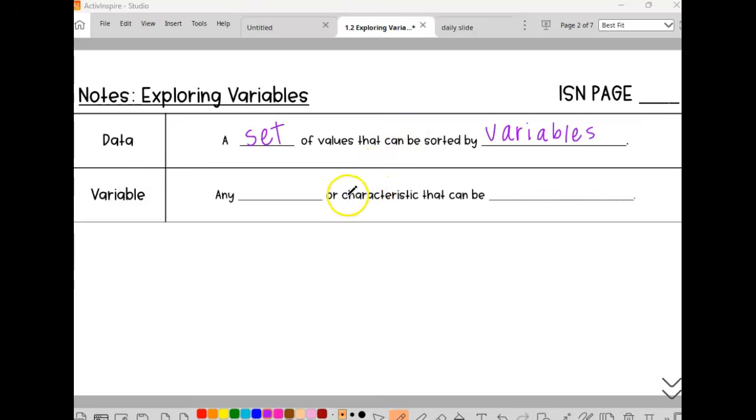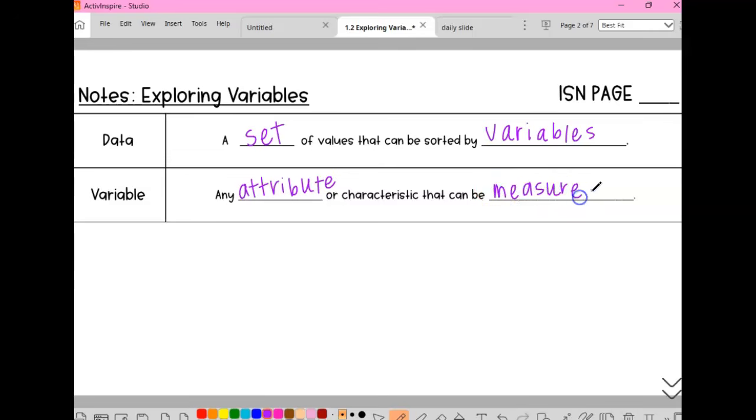But I want to change that because we're not in algebra 1. For statistics, a variable is not a letter that you solve for. It's an attribute or characteristic that can be measured. Okay? And so the survey you just took was us exploring those attributes, variables.